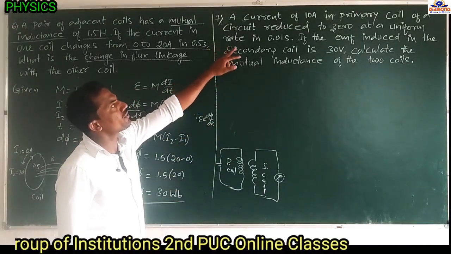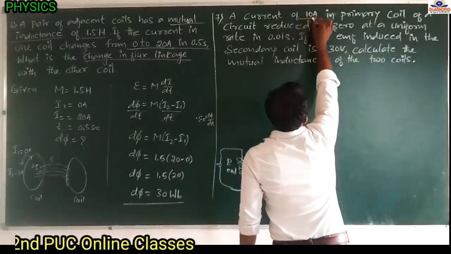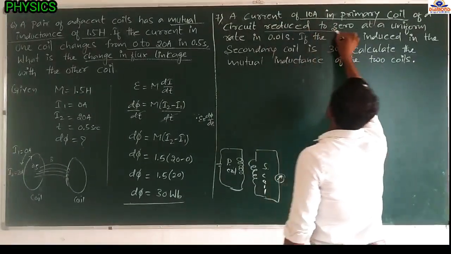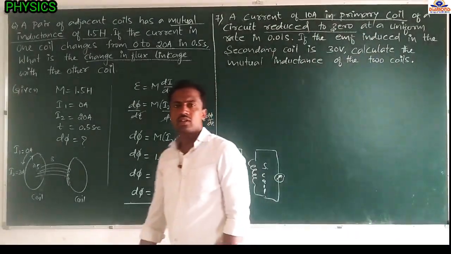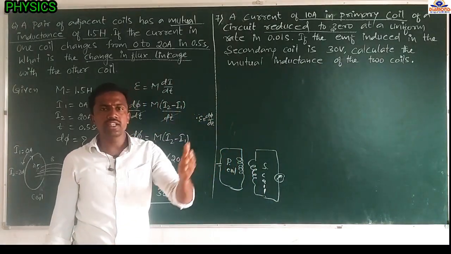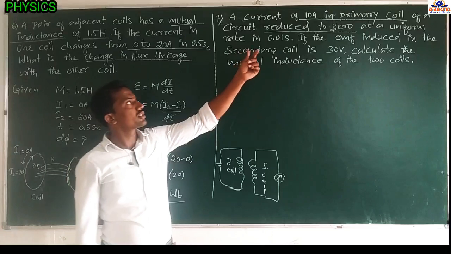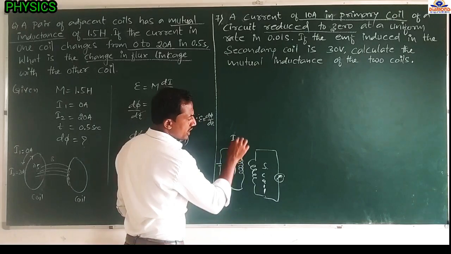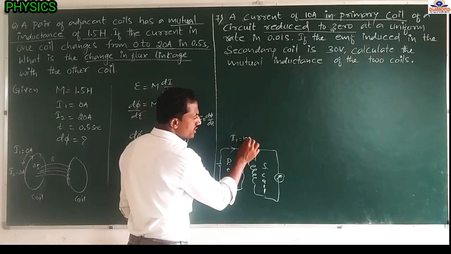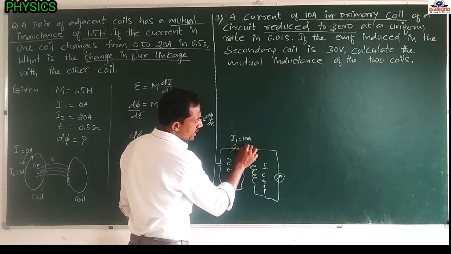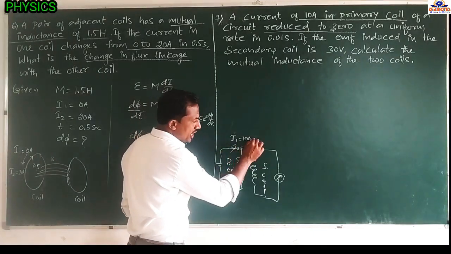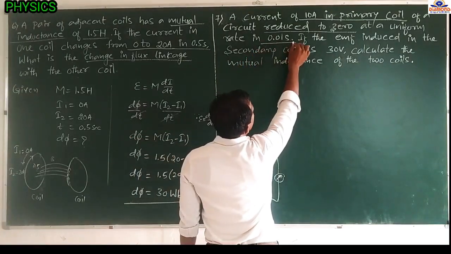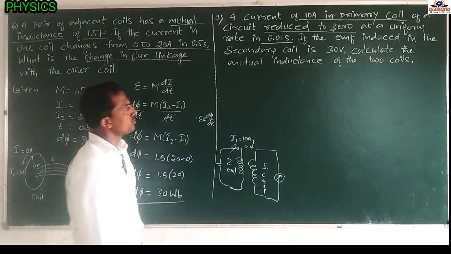A current of 10 ampere in the primary coil of a circuit is reduced to zero. What is happening? The current in the primary coil is decreasing. How much is it decreasing? From 10 to 0, meaning the current value in this primary coil changes or decreases. The starting current is 10 ampere. Next, its value decreases and becomes 0. How much time is it taking to become 0? The time is 0.01 second.